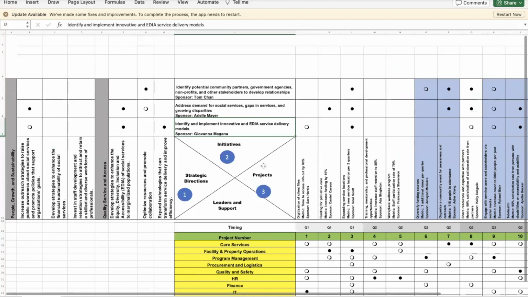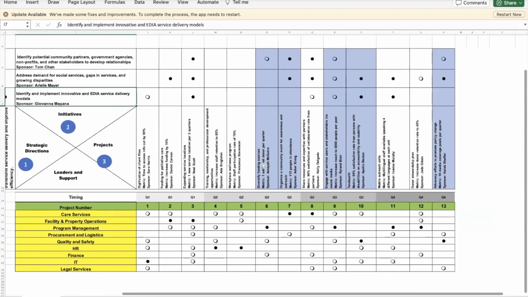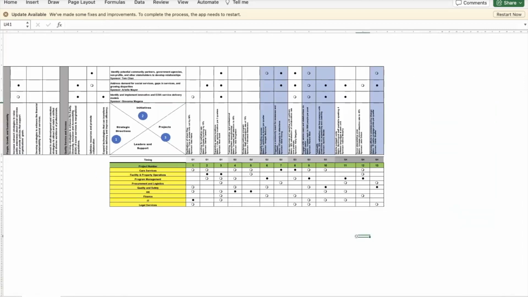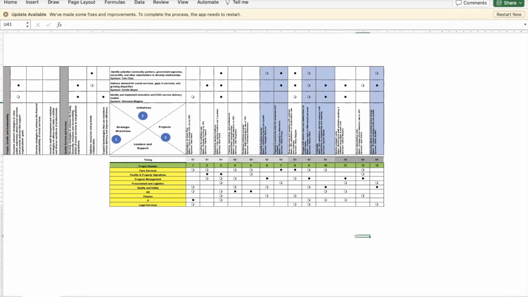So once the brainstorming for strategic directions and initiatives is completed, you move on to projects and you begin to brainstorm projects that are related to the higher levels. Brainstorming with yourself and a few colleagues is an important step when creating the Hoshin Kanri. We suggest using the creativity of your team members to find compelling contributions.